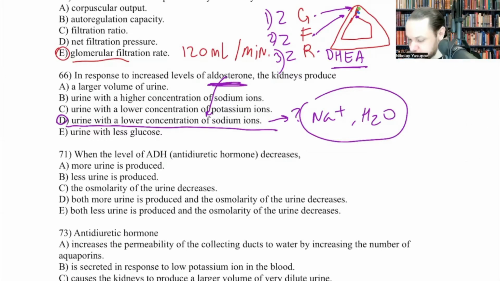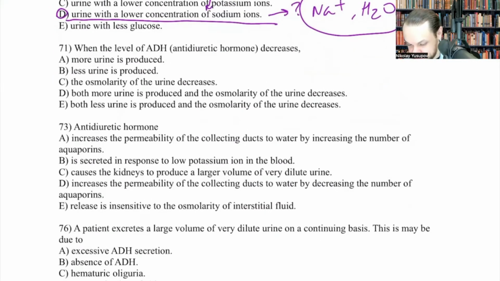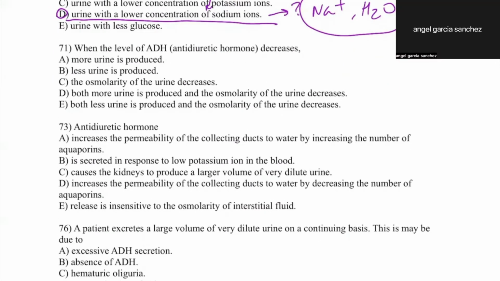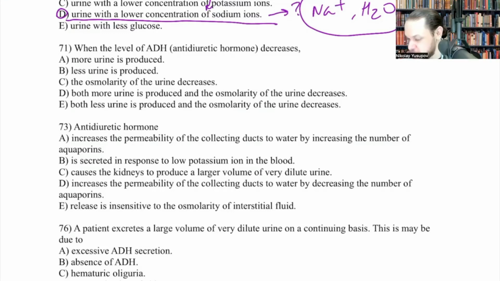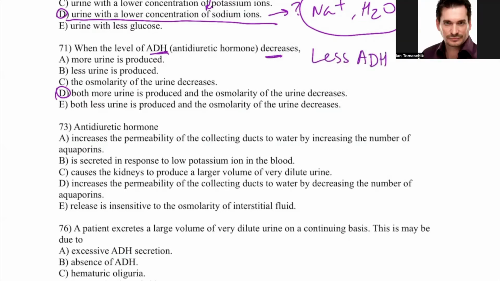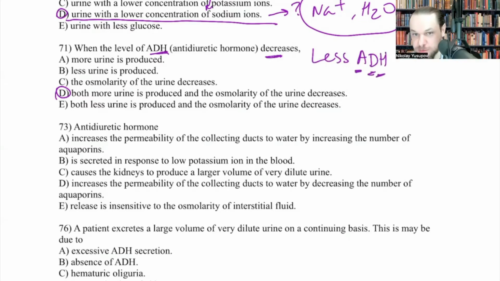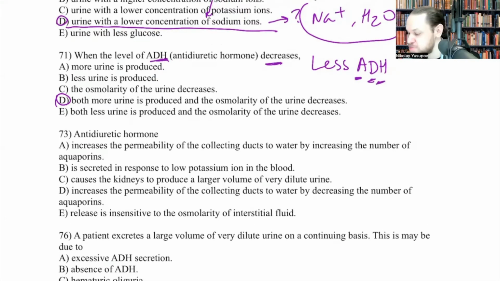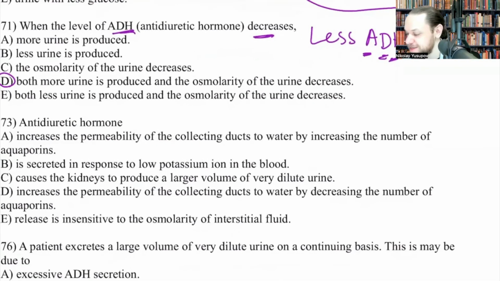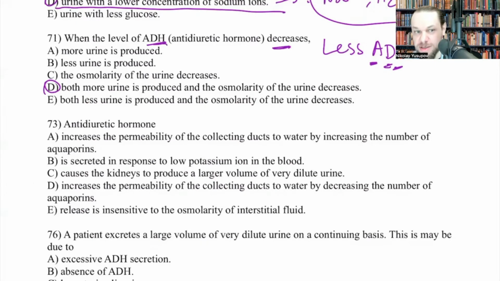We're going to go with Angel for 71. When the level of ADH decreases, for this one I'm not really sure, but I think it's D. D is correct. So level of ADH decreases, so it means less ADH. ADH stands for antidiuretic hormone, antidiuresis. So if I have less ADH, more urine is produced.